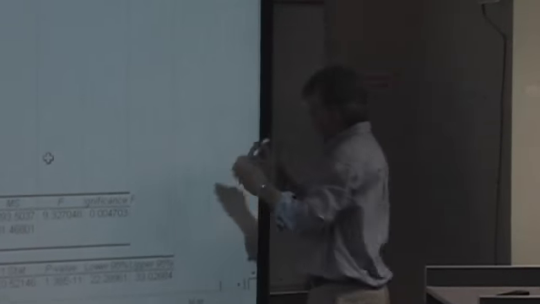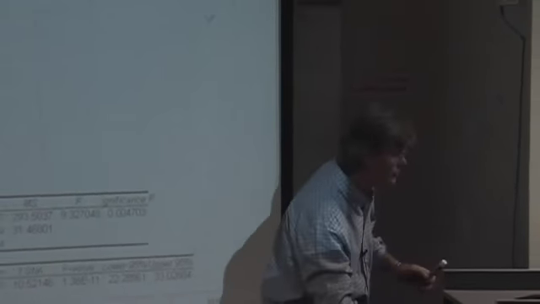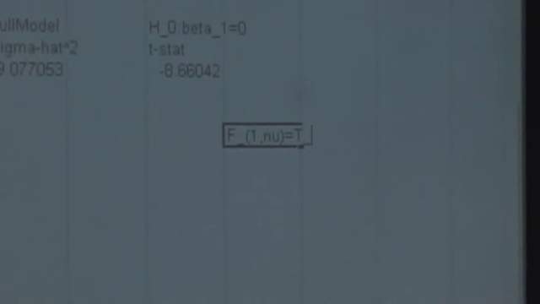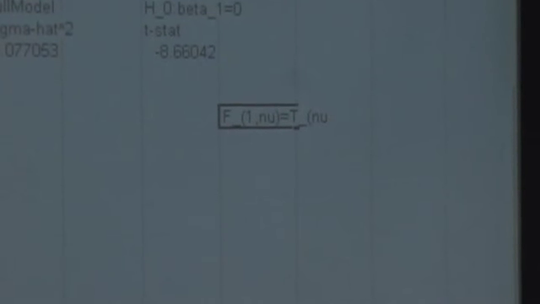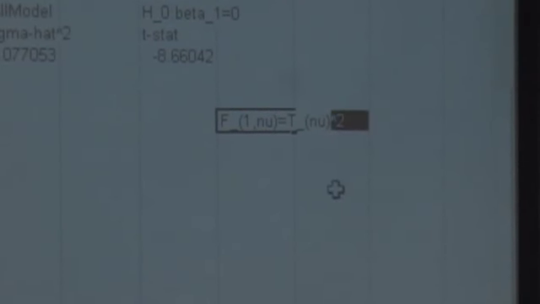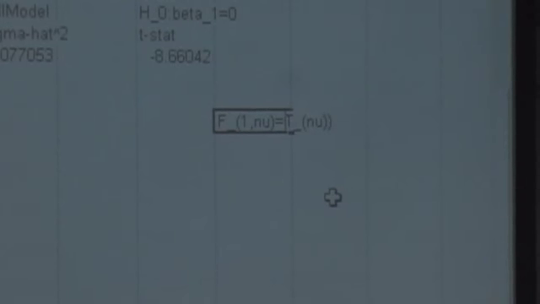Can you read that over here? I guess I could write that right on the screen. So the theory is the F with 1 numerator degree of freedom and nu denominator degrees of freedom is equal to a t random variable of nu degrees of freedom squared as a random variable. It's not the t squared; well, the whole thing is squared. Hope you can read my mathematics here. Okay? It's a t random variable squared. As a random variable, that's what it is.